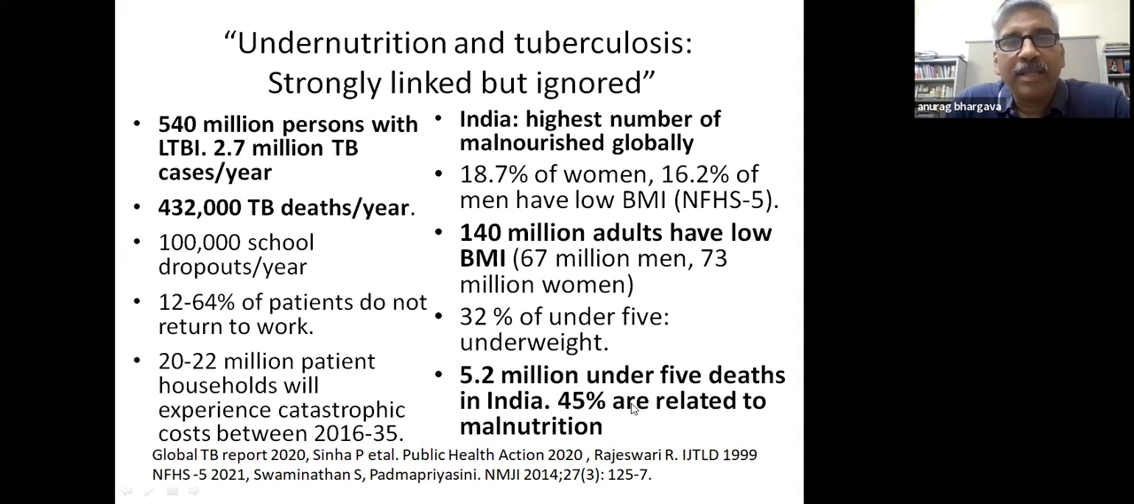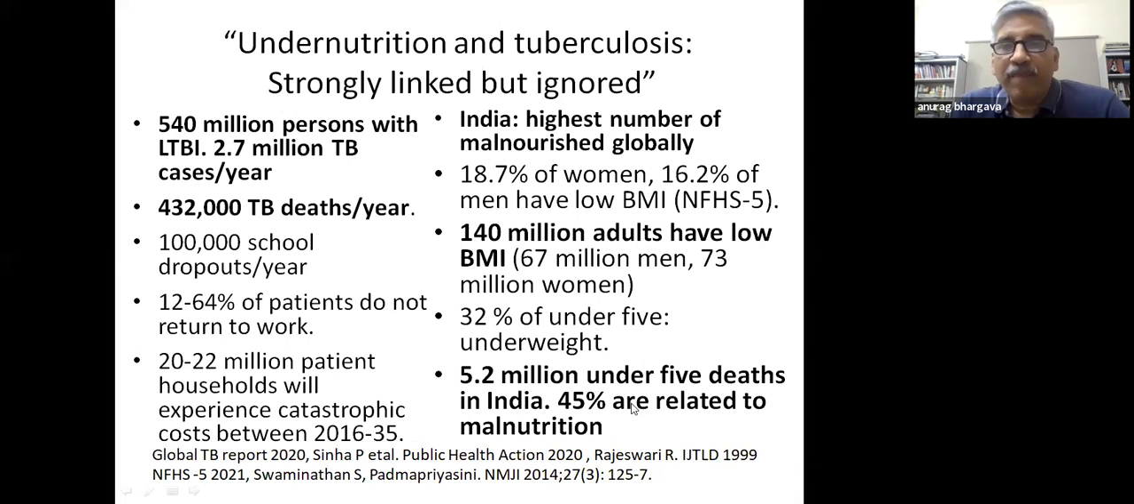The title of this slide is taken from an editorial written by Dr. Soumya Swaminathan accompanying one of our papers. These are strongly linked but ignored. And if you look at the size of the problem, you can understand the elephantine proportions.